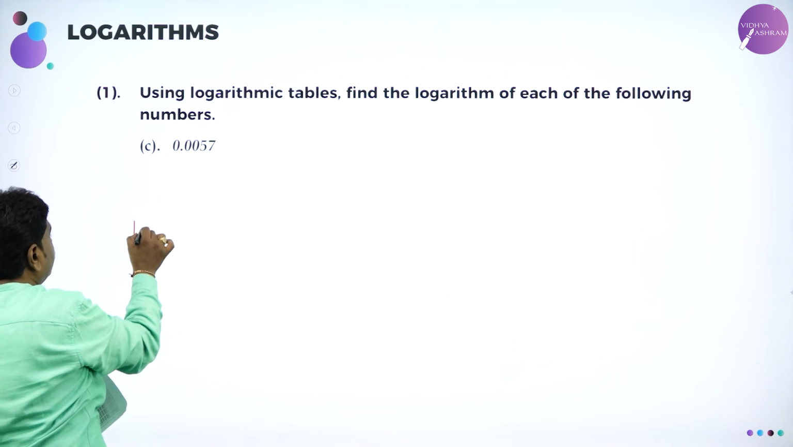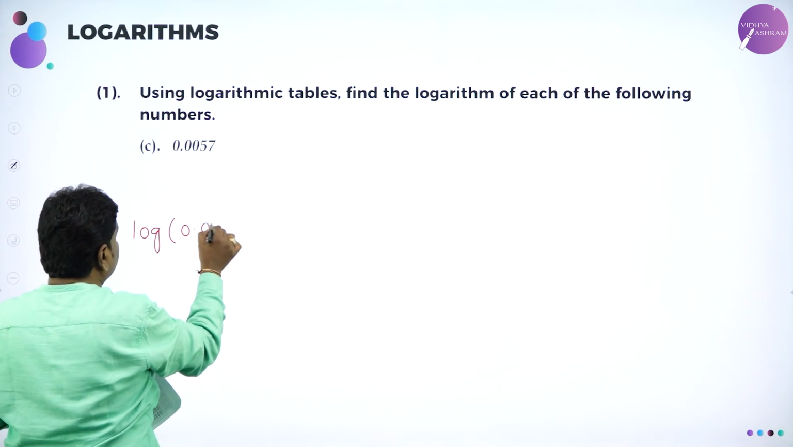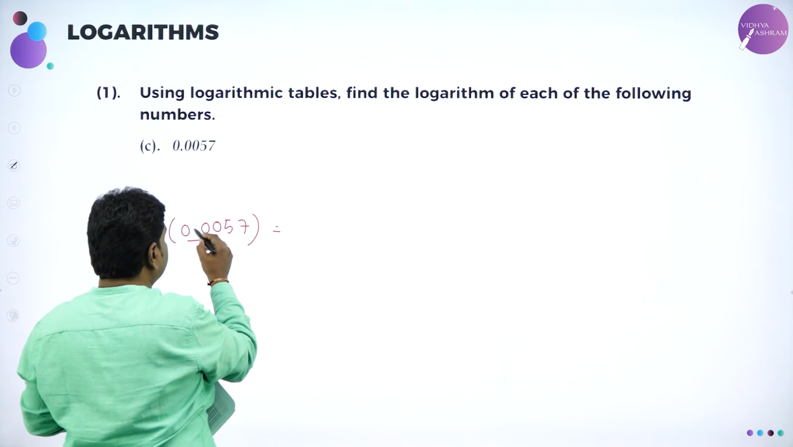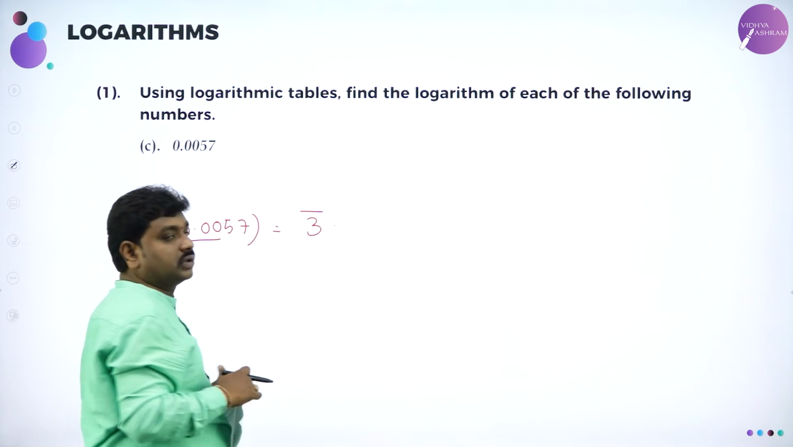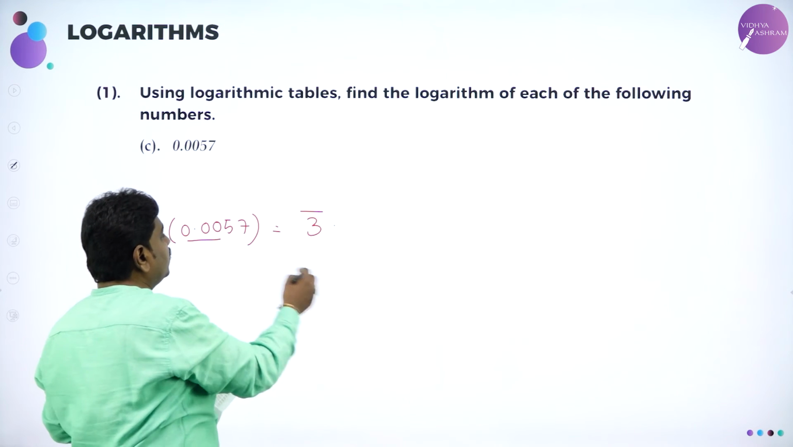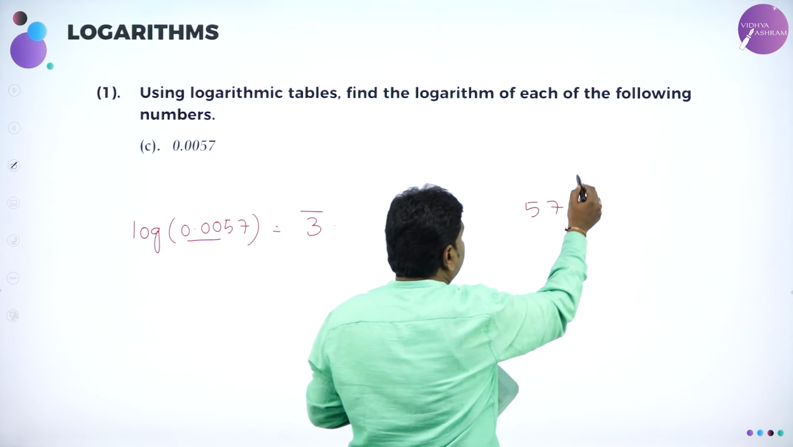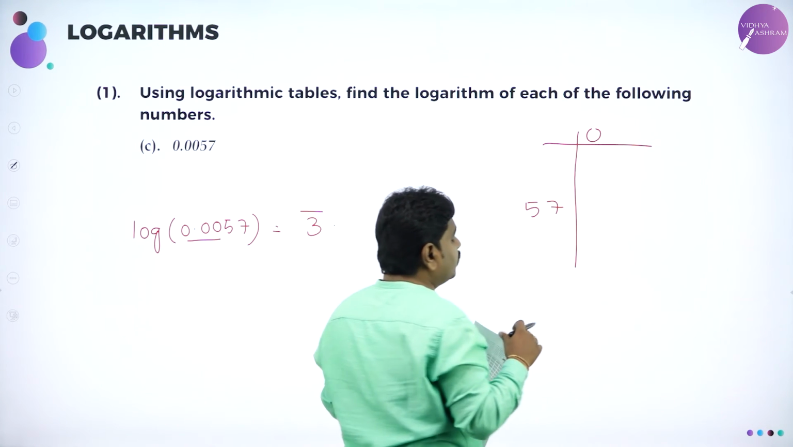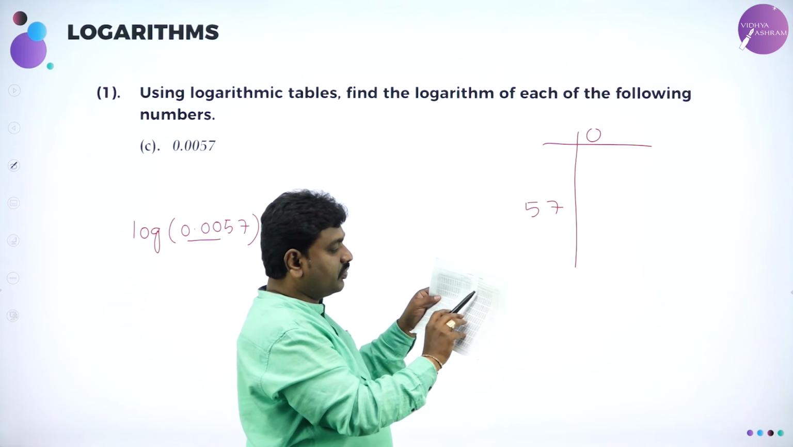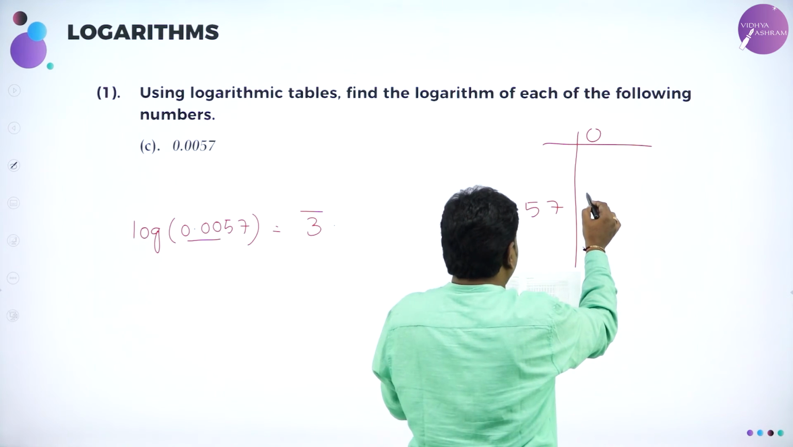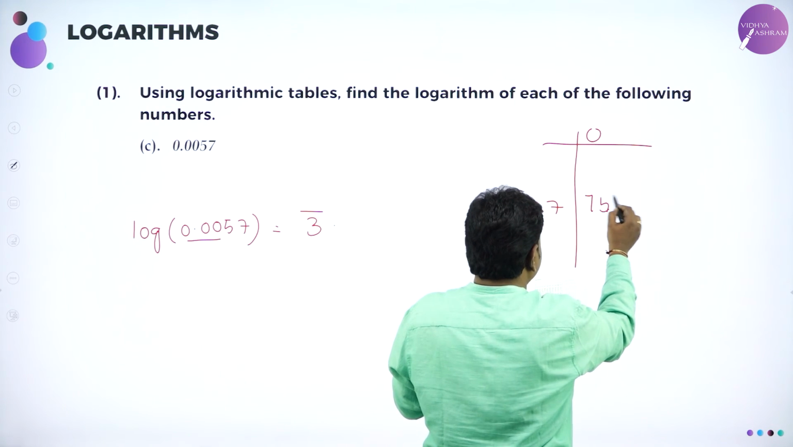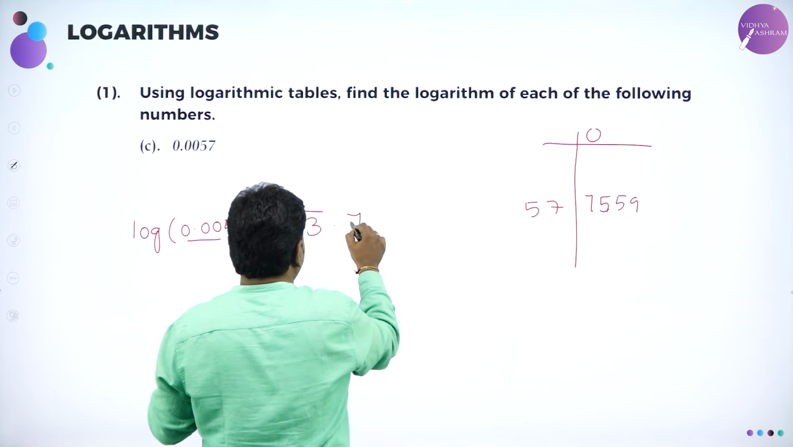0.0057. Log of 0.0057. Please understand, when they give a decimal, there are 3 zeros here. So 3 zeros, we call them bar 3. What is the characteristic? Bar 3. If you have 4 zeros, 0.0000, then bar 4. Then directly you see 57 under 0. Open the logarithm table and see 57 under 0. Under 0, you will have the number 7559. So it becomes 7559.